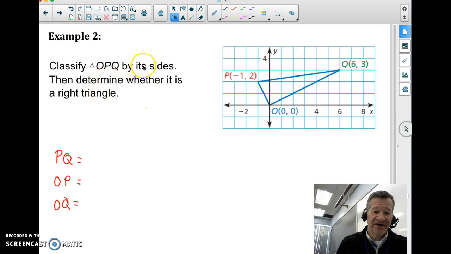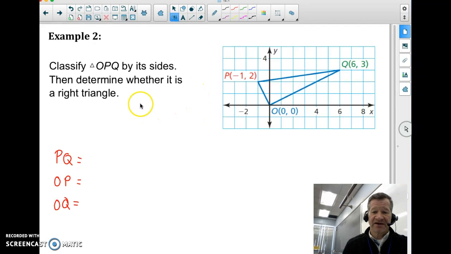Okay, so first classify it by its sides, then determine whether it's a right triangle. Well, here we go. I have three sides: PQ, side OP, OP is right there, and then side OQ. I have to find out how long each of those sides are. It looks like they're all different lengths to me, so it looks like a scalene triangle, but we need to measure those sides, and I want you to know how to do that. So here we go. Let's do PQ first.